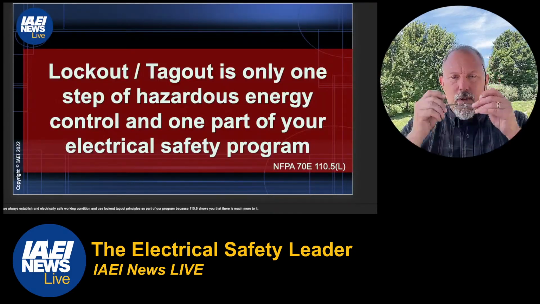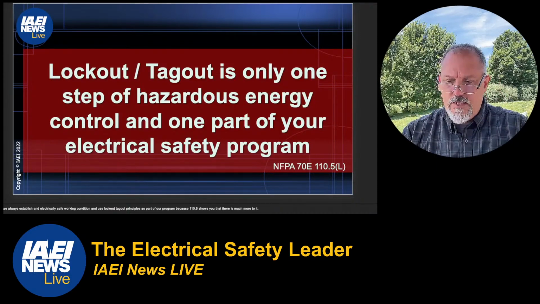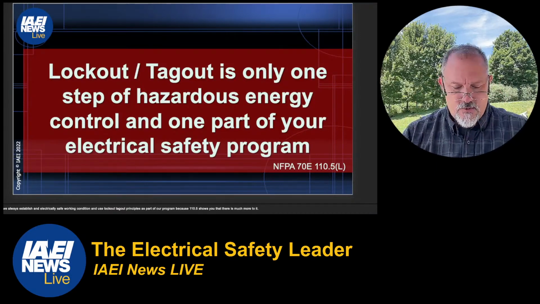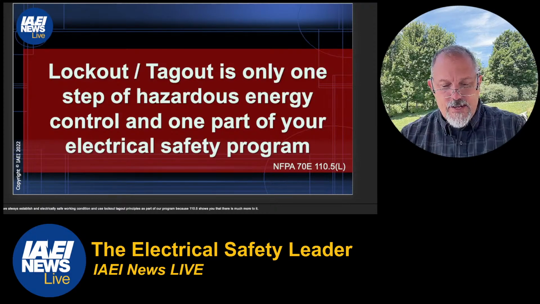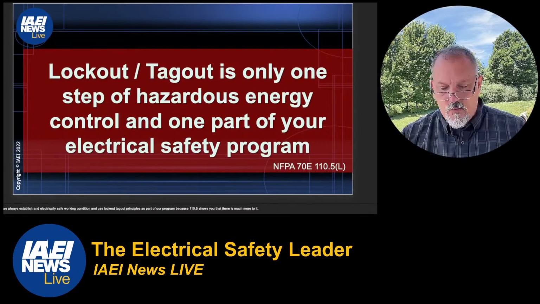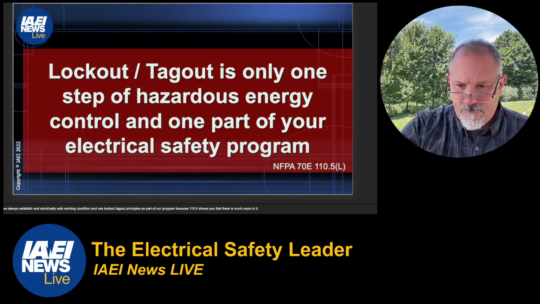All right, so 70E 110.5(L). What's 110? 110 is your general safety, electrical safety related work practices. 110.5 is the electrical safety program, and L is lockout tagout. The electrical safety program shall include the information required by one of the following: a lockout tagout program in accordance with 120.1(A), or a reference to the employer's lockout tagout program established in accordance with 120.1(A).